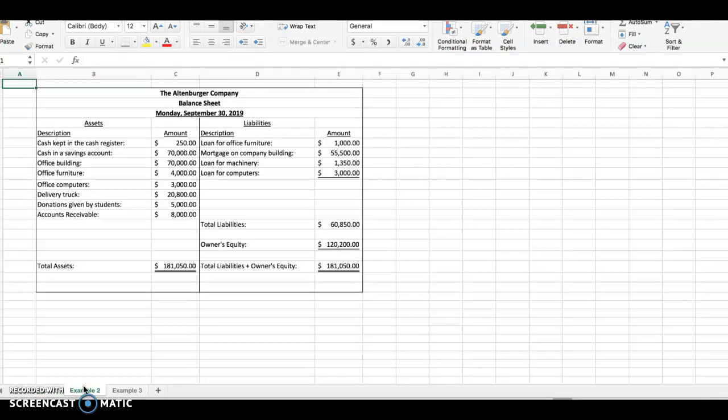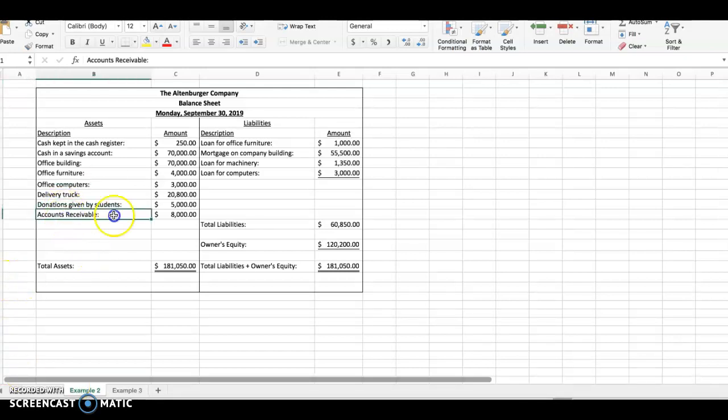This is the same exact balance sheet except for one thing. I have added something called accounts receivable of $8,000. And we'll talk a lot about accounts receivable. What that means is that the Altenburger company here sells something and people bought some things on account. And when customers buy things and they charge it, this to a business is called accounts receivable. This is an asset. And accounts receivable means somebody owes us money.